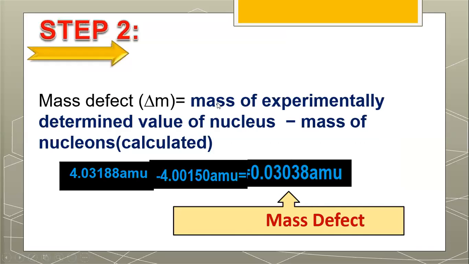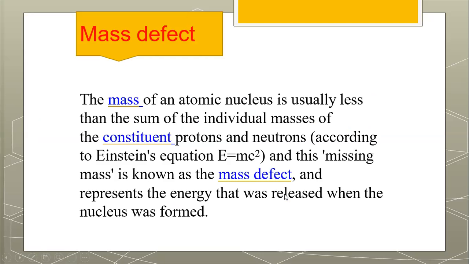As we have seen here, the mass defect is always represented by delta m, which is equal to the mass of the experimentally determined value of helium nuclei minus the mass of nucleons, that is the 2 protons plus 2 neutrons inside the helium nuclei, which represents the calculated mass. When these are subtracted, this difference is equal to 0.03038 AMU, and this difference is known as the mass defect.